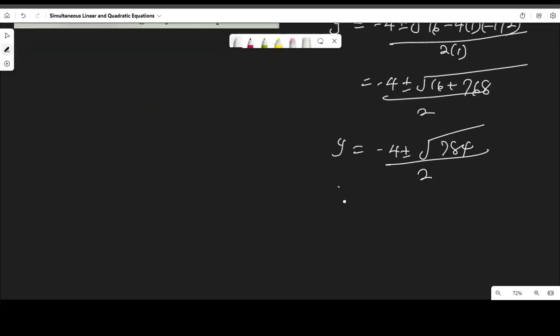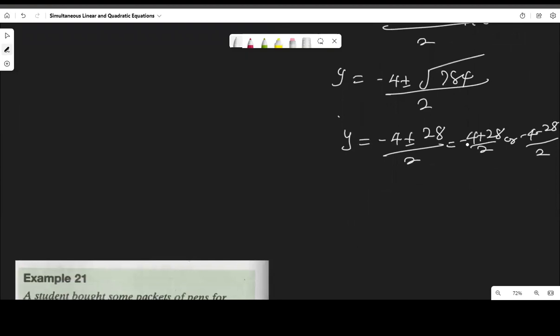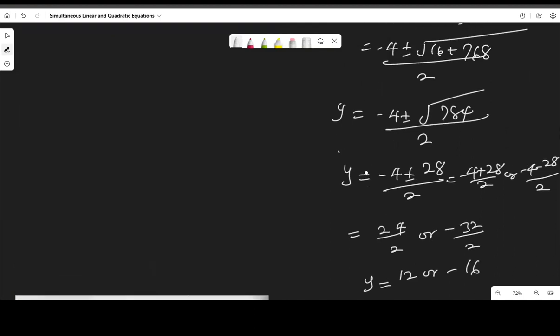The square root of 784 is 28. Therefore, y is equal to minus 4 plus or minus 28 over 2, which is minus 4 plus 28 over 2, or minus 4 minus 28 over 2. Minus 4 plus 28 is 24 over 2, or minus 32 over 2. Y therefore is 12 or minus 16. Now let's go and solve for x.